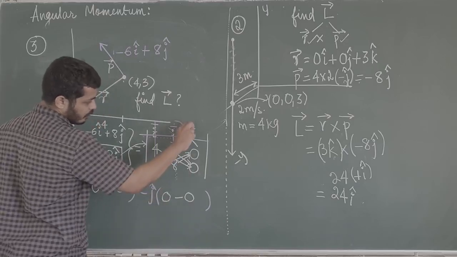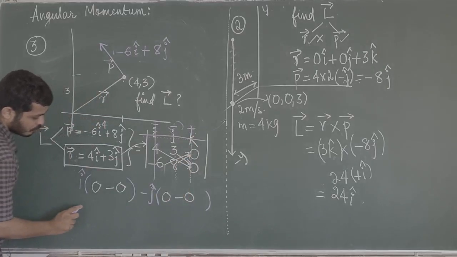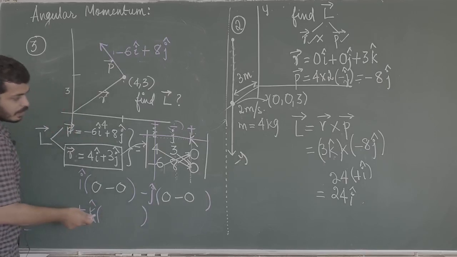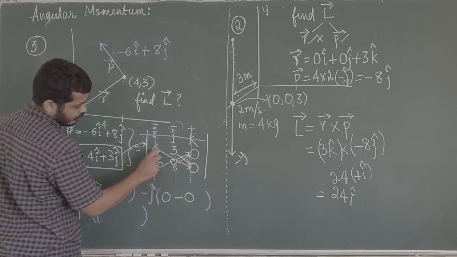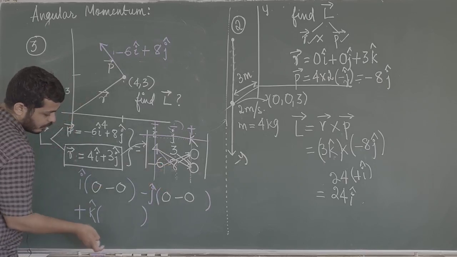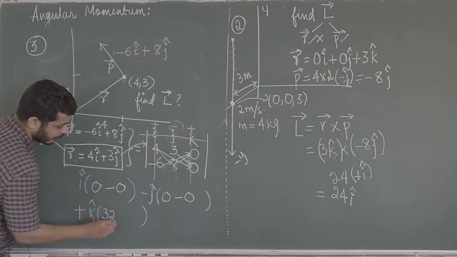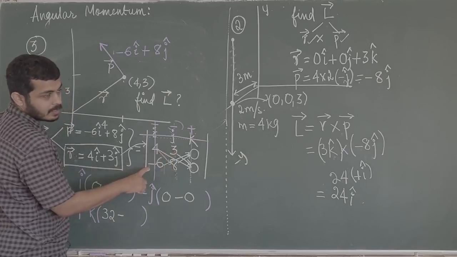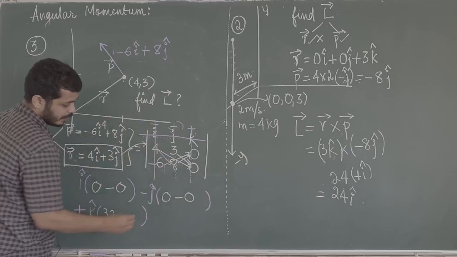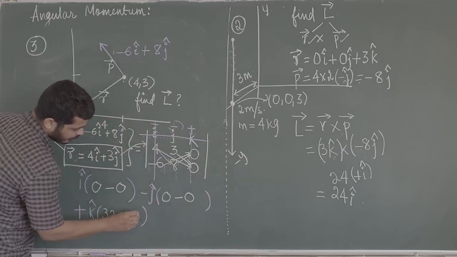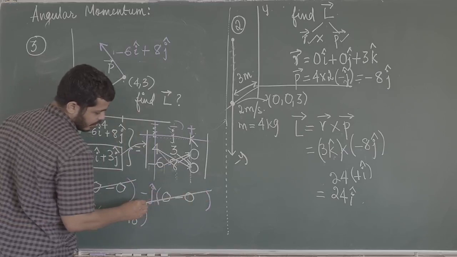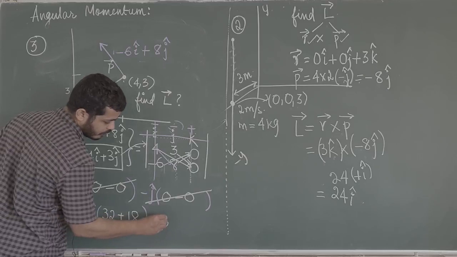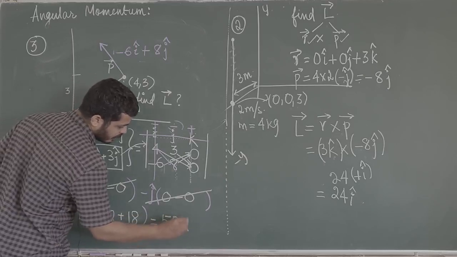Now for the last one, for the k component also, you will have to write the values. So plus k, 4 times 8, how much is that? That is 32, 4 times 8 is 32, minus 6 times 3. So 6 times 3 is 18, but there is already a minus sign. So minus 18. Minus of minus 18 is plus 18. So these components are 0, but there is a k component. What is the k component? 18 plus 32 is equal to 50. So your answer is 50 k cap.